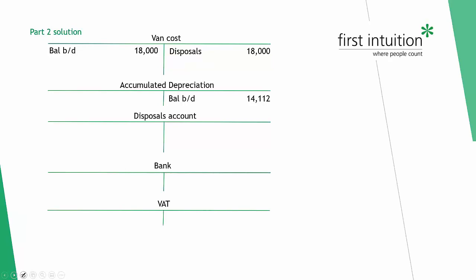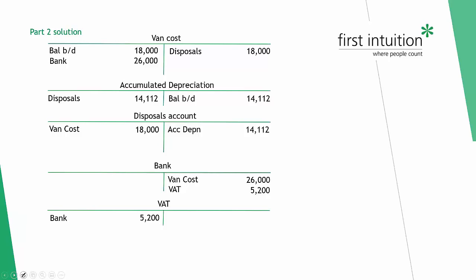Let's transfer the figures in, take the cost out of the van, move it into disposals, take the depreciation out of depreciation, move it into disposals. Let's now take the money out of the bank, 26,000. Now, I've chosen to split the bank into two postings because I can make a pair of postings against van cost and a pair of postings with VAT.